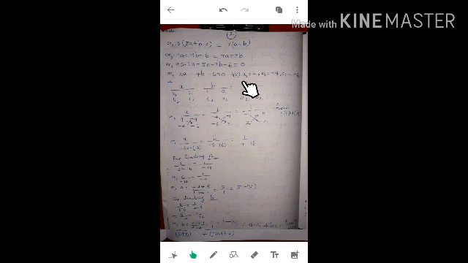According to this equation, we will find a2. a2, the coefficient of a, is 2. Then b2, the coefficient of b, is minus 4. So b2 is equal to minus 4 in this case. And the constant term in this equation is minus 6. So c2 is equal to minus 6.